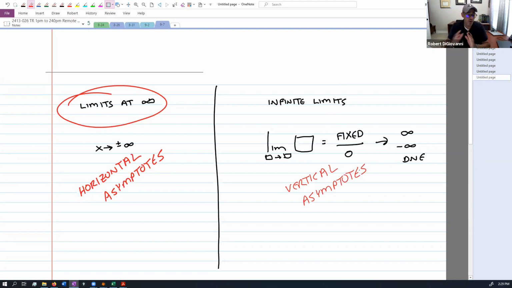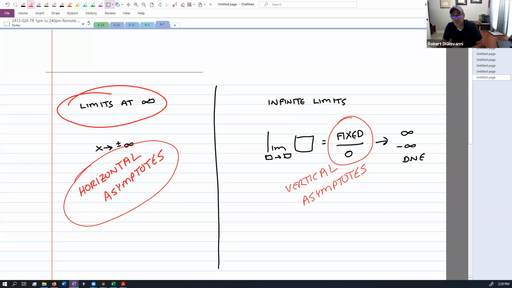So if you ever want to know what the horizontal asymptotes of a function are, you take these limits. You let x go to infinity and negative infinity. If you want to know where you have vertical asymptotes, you figure out all the places where you get fixed over 0 when you do limits. Those will correspond to your horizontal and vertical asymptotes respectively. And that's for any function, not just the polynomials and rationals that you studied in college algebra. This is for all functions out there.